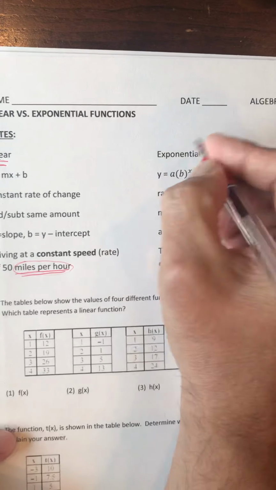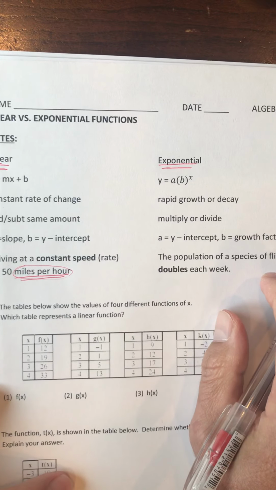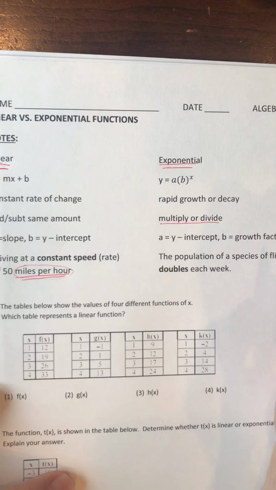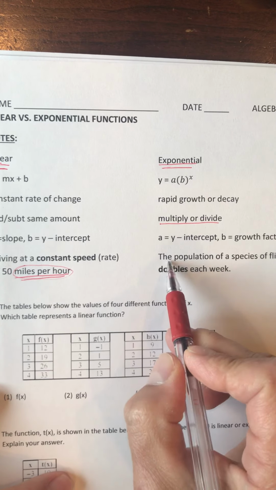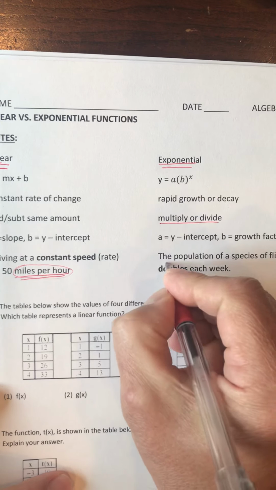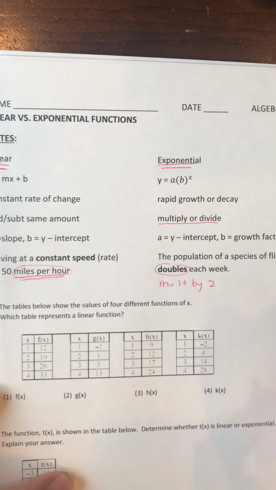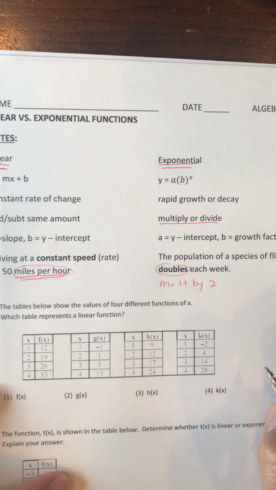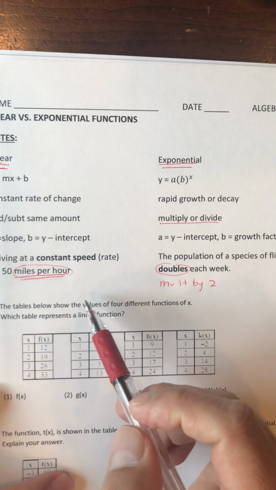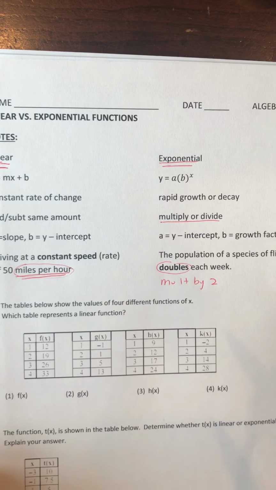All right, versus exponential. Exponential is rapid growth, okay? You're looking for words that describe multiplying or dividing. An example would be the population of a species of flies doubles each week. Doubles is multiplying by 2, all right? So this is the type of thing you're looking for. A lot of times these questions are word descriptions, which one's linear, which one's exponential. Sometimes you'll get a table of values and they'll ask.